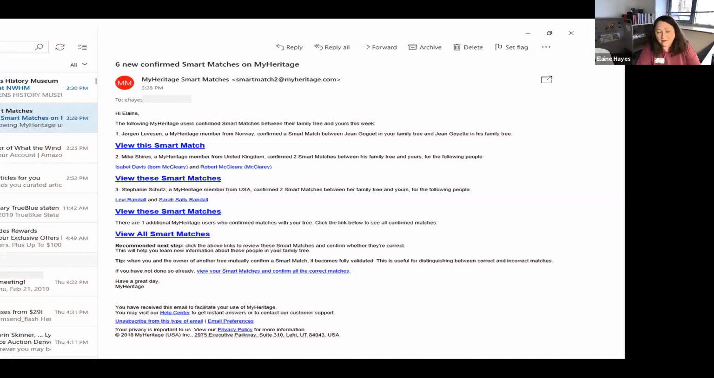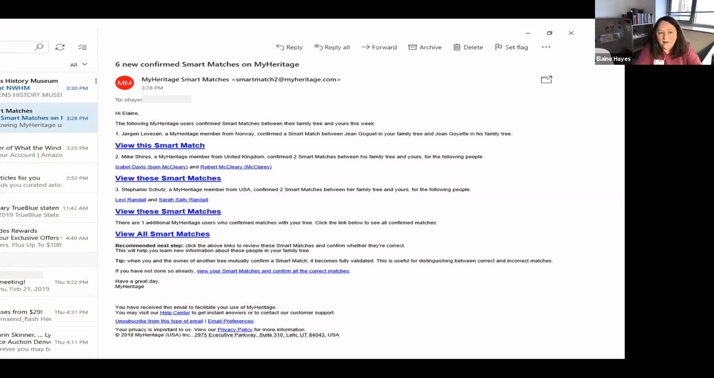MyHeritage sends you emails. A lot of them will send you notices. I think MyHeritage has, or maybe it's Family Tree DNA that has their theory of family relatedness or something like that. But the smart matches from MyHeritage, they'll tell me that I have a smart match.